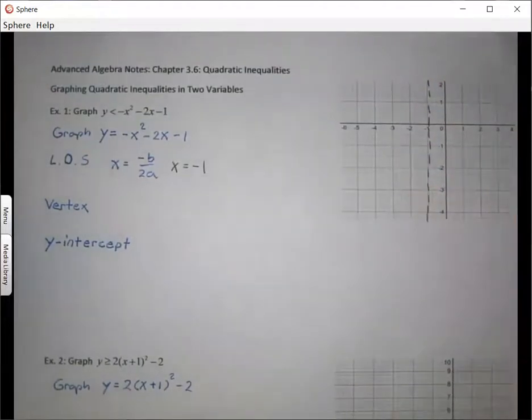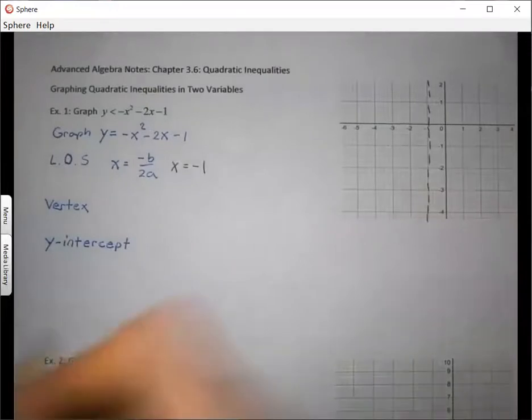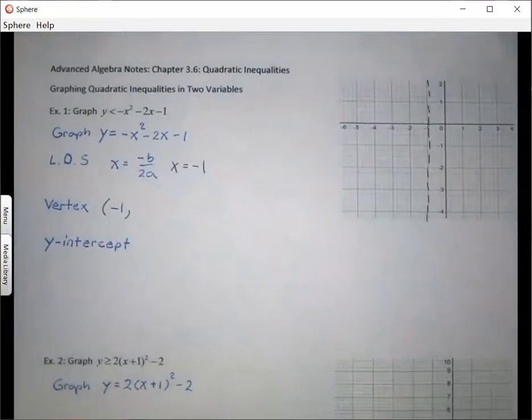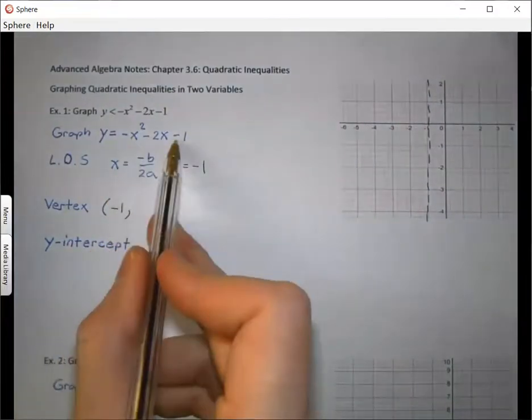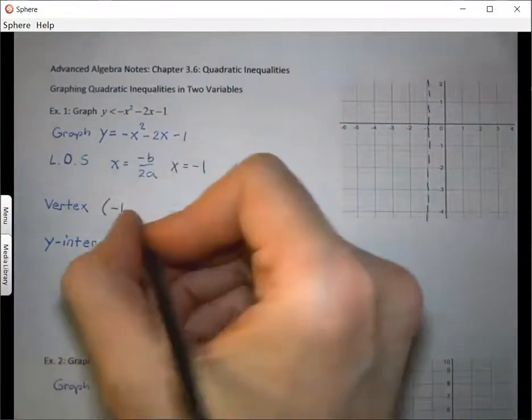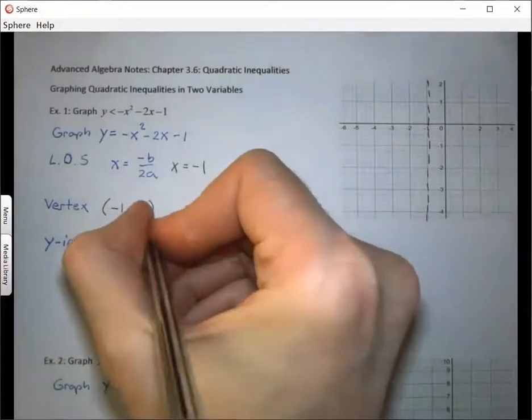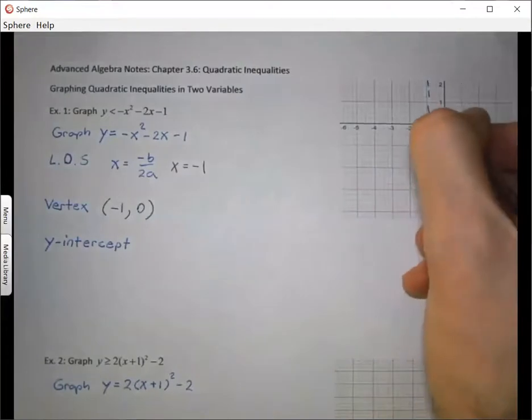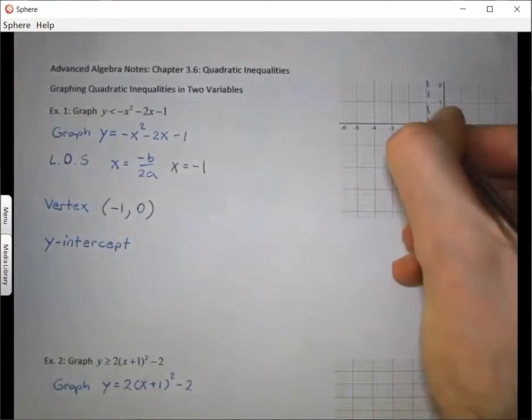Now our vertex lies on our line of symmetry, so that tells us the x value for our vertex is that -1. You take that x value, plug it into the original to find the y. Turns out it's going to be 0. So -1, 0 is our vertex.